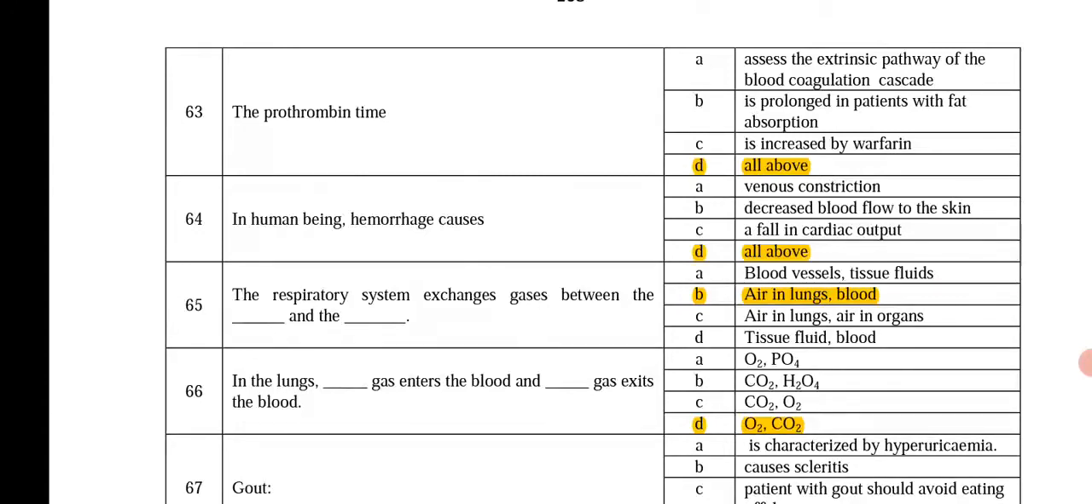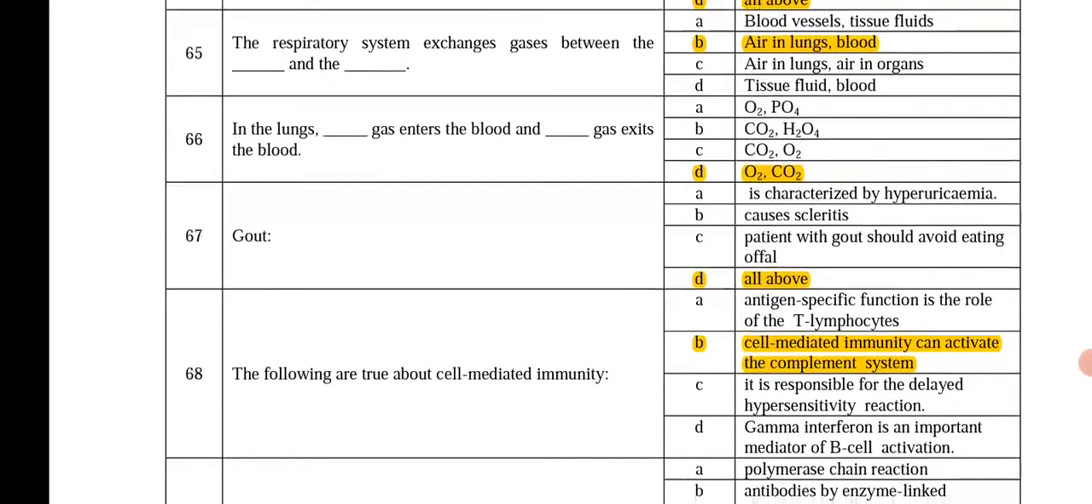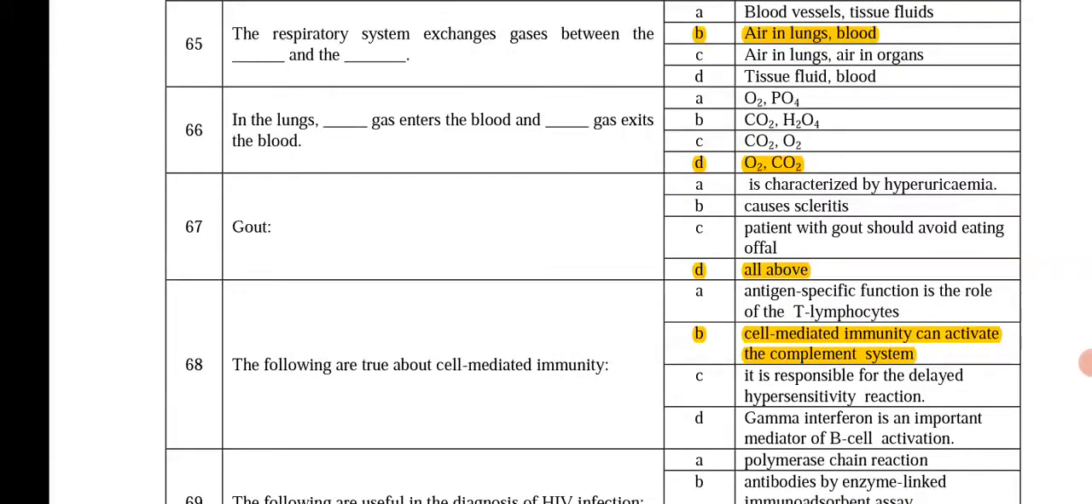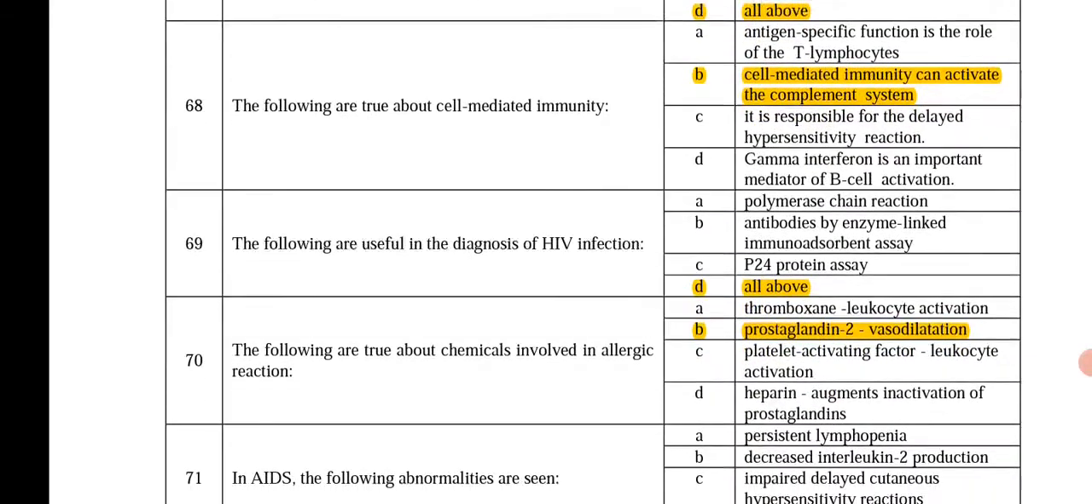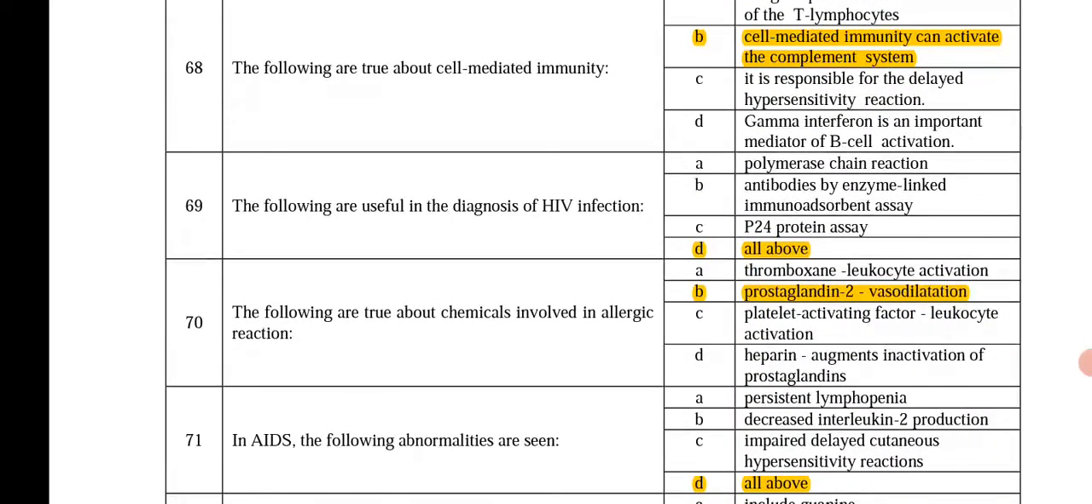The respiratory system exchanges gases between the air in the lungs and the blood. In lungs, oxygen gas enters the blood and carbon dioxide exits the blood. Gout is characterized by hyperuricemia and causes scleritis. Patients with gout should avoid eating offal. The following are true about cell-mediated immunity. Cell-mediated immunity can activate the complement system. The following are useful in the diagnosis of HIV: polymerase chain reaction, antibodies by ELISA, and P24 protein assay.